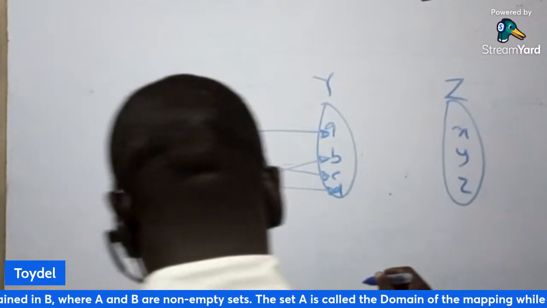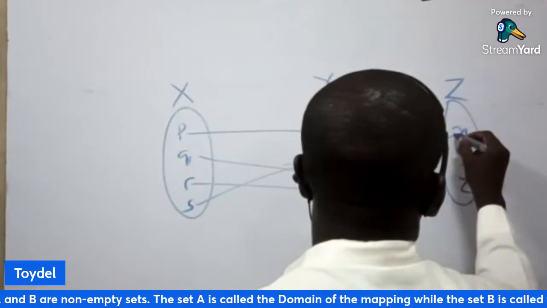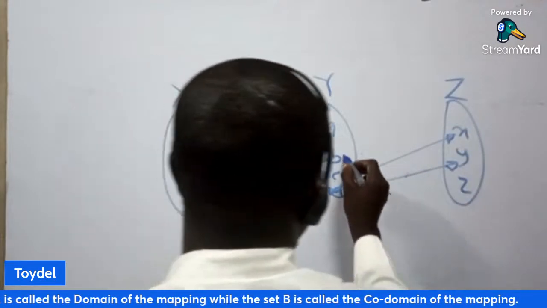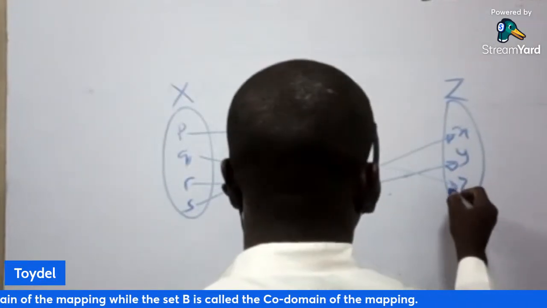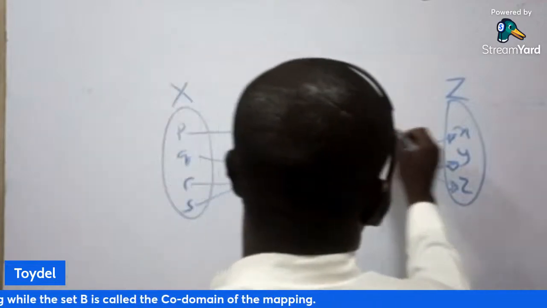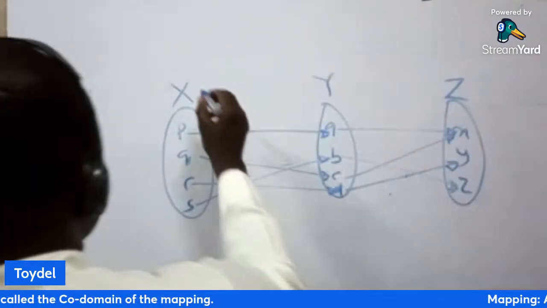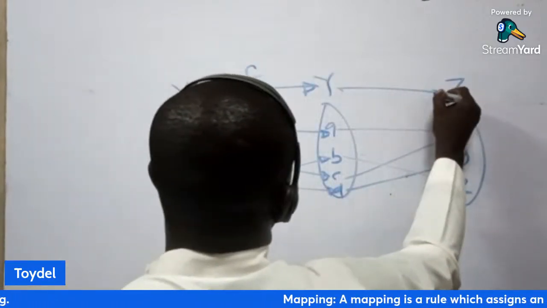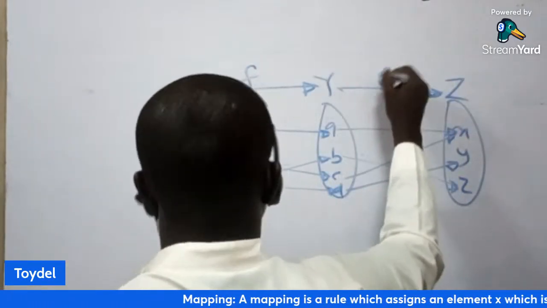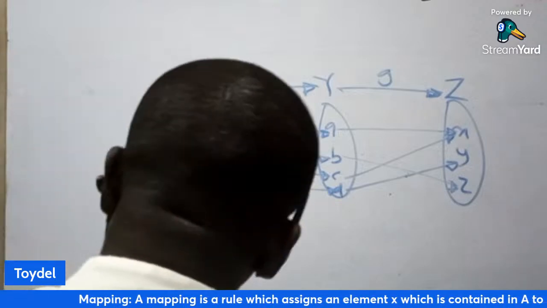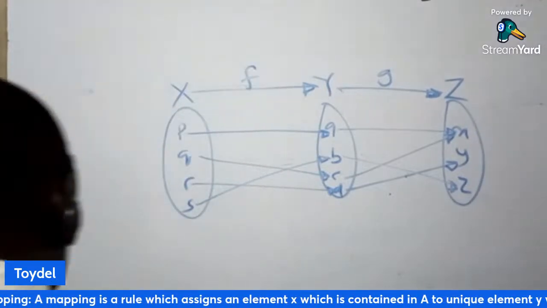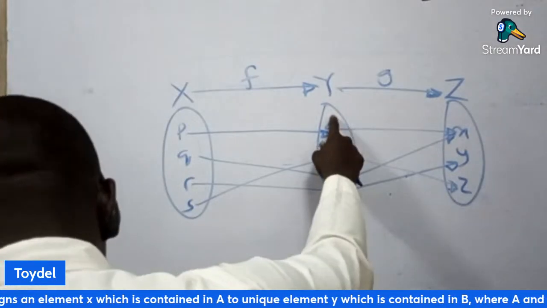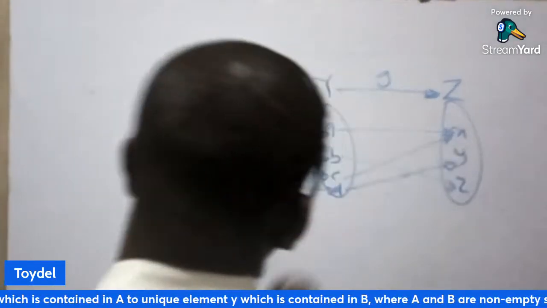Then in this case also, we have C to X. We have D to Y. Then we have B to Z. Then probably we also have A to X. In this case now, the relation on the first one is F, and the relation from Y to Z is G. So that's what we have. It simply means that the mapping F takes an element from X to Y and produces the image in Z.